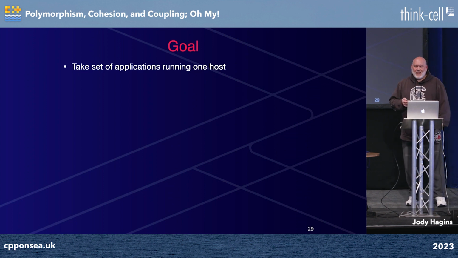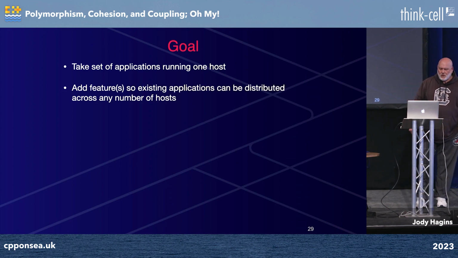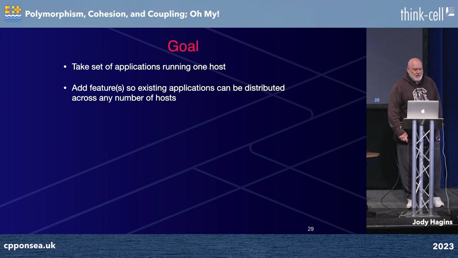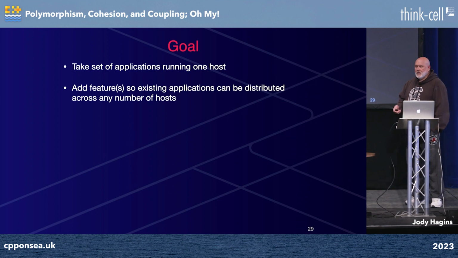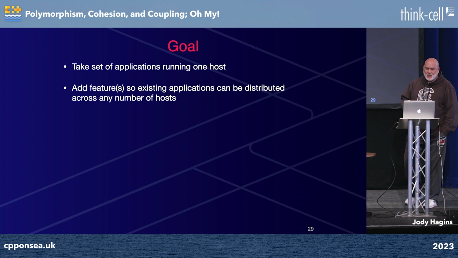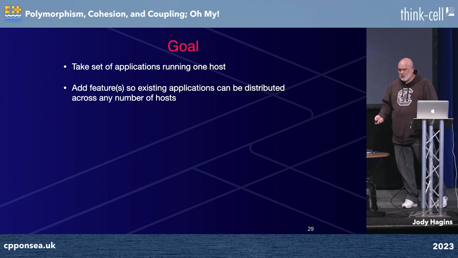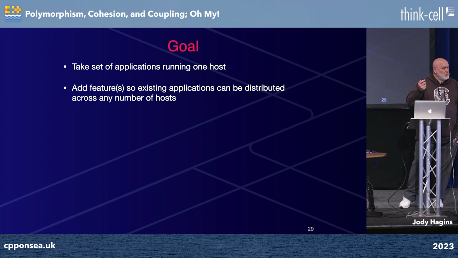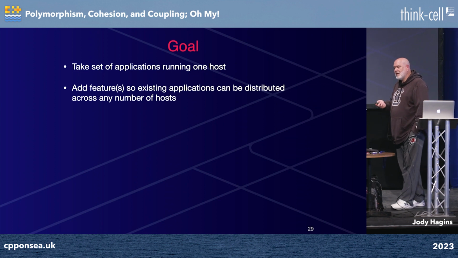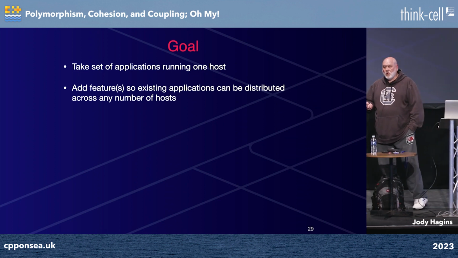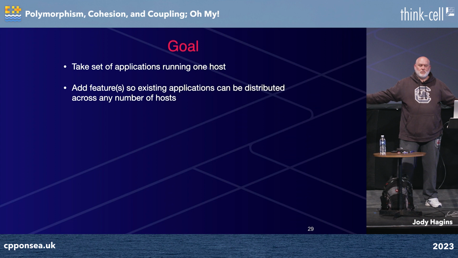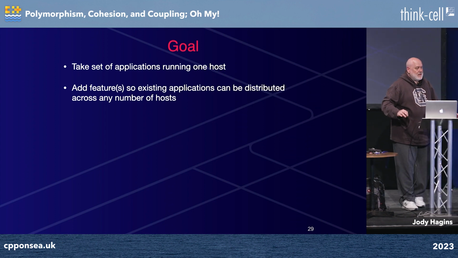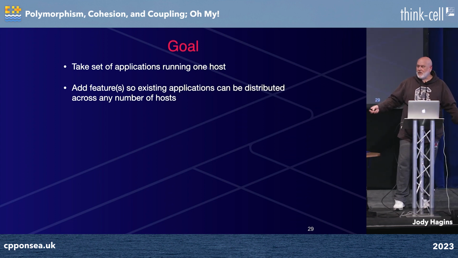So the goal was to take this existing application, a set of applications running on one host, and distribute it across a number of hosts, right? This application was running using System 5.4 semaphores, shared memory, and message queues. The goal was to distribute it across a bunch of machines. And they were going to have to rewrite and redesign their code.